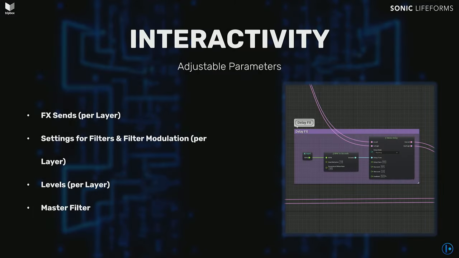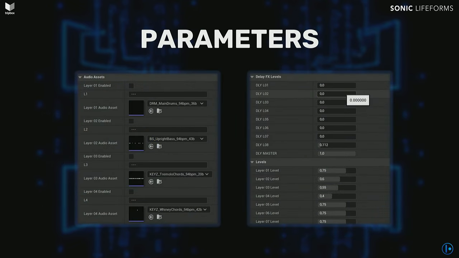So these are three very important variables that we're going to use, but also everything that's related to our effects processing can be tweaked in real time and gives us interactivity as well, like all the effect sends and the filters and the modulation for the filters, of course, the levels of the layers, and I always like to use a master filter as well. So I included some screenshots here to show you what my setup for Sonic Lifeforms in the engine really looks like. These are all my public variables.